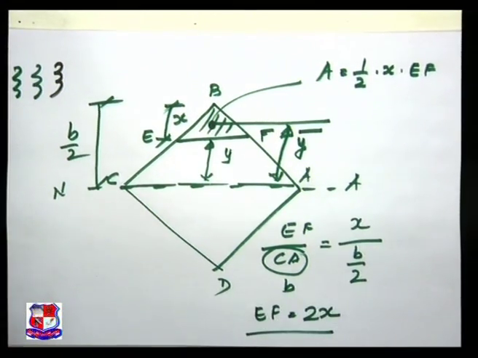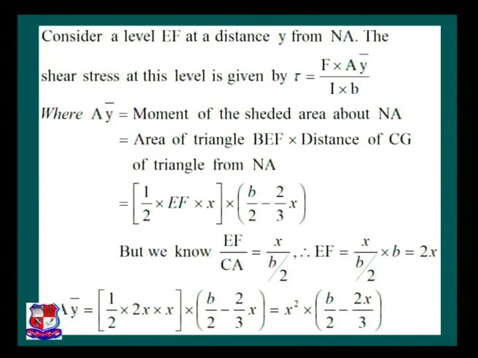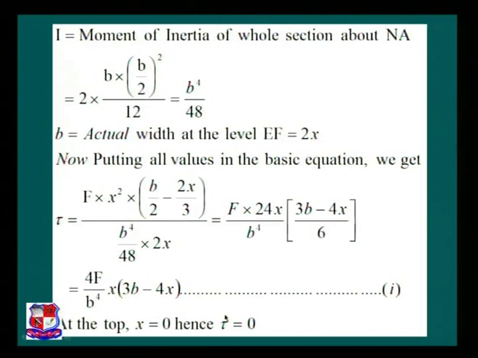So we are converting the width of layer EF in terms of the height of the triangle. So we are putting the value of EF as 2x. So A y bar is equal to half of 2x into x, multiplied by the same one, that is B by 2 minus 2/3 of x. Let us once again simplify in terms of the triangles. We got x square, bracket B by 2 minus 2/3 x. Now, I is the moment of inertia of the whole section about the neutral axis.